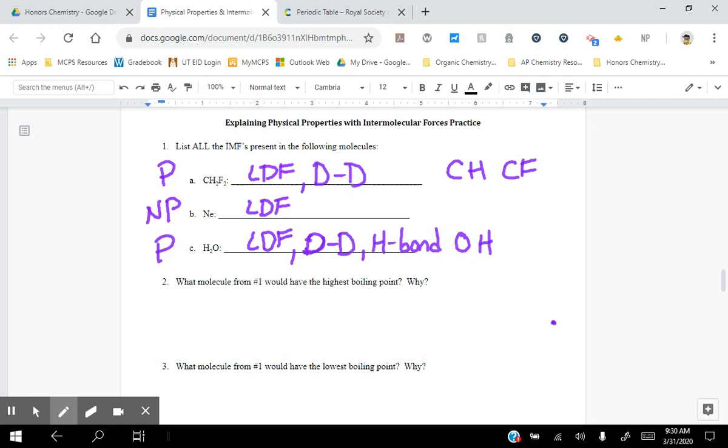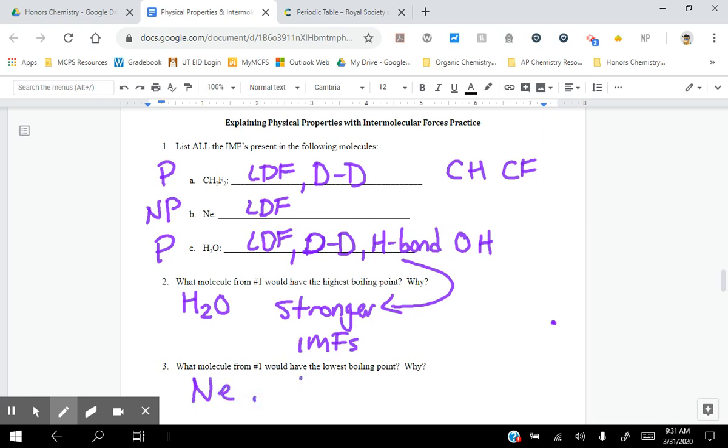If I'm trying to evaluate the molecule that has the highest boiling point from this list, it's going to be the one with the strongest intermolecular forces. So in this case, water, and the reason why is due to stronger IMFs. The lowest boiling point would belong to the one that has the weakest IMFs. In this case, it would just be neon, since it experiences London dispersion forces only.